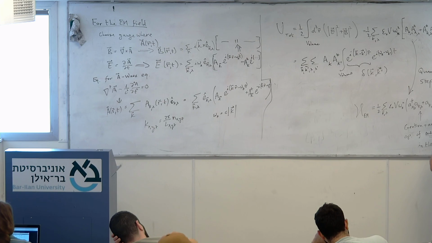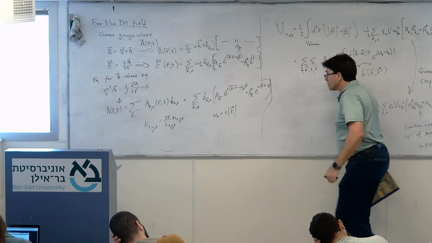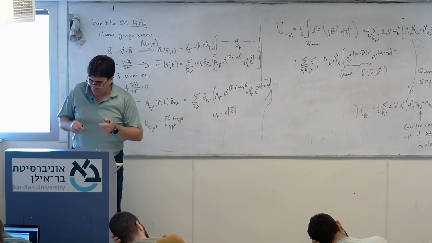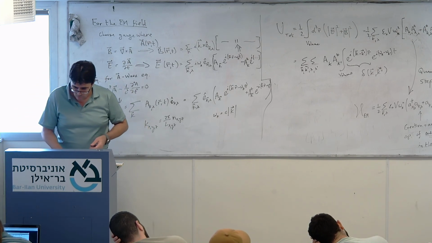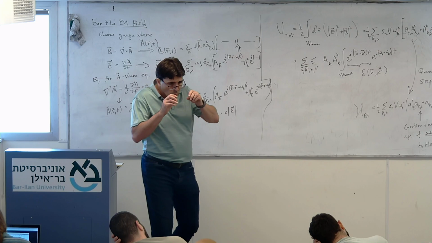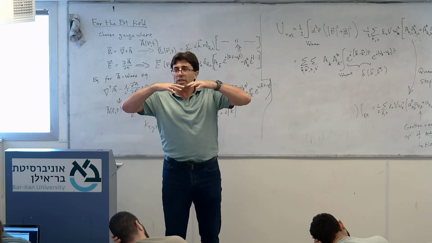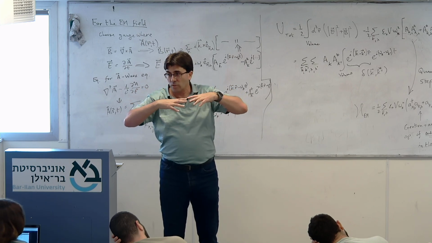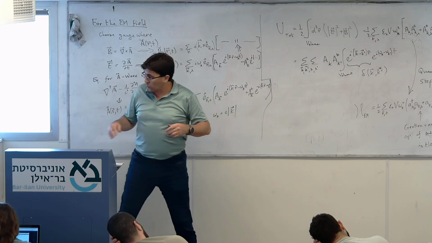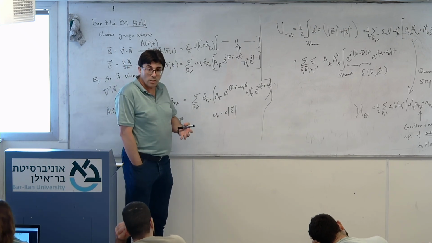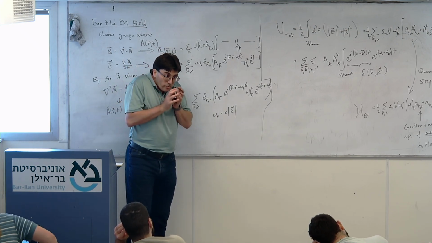In the field of the mode K. So just like a phonon is a quantum of acoustic energy in the real vibration of a spring or a string, a photon is a quantum of energy in the oscillation of the electromagnetic field.